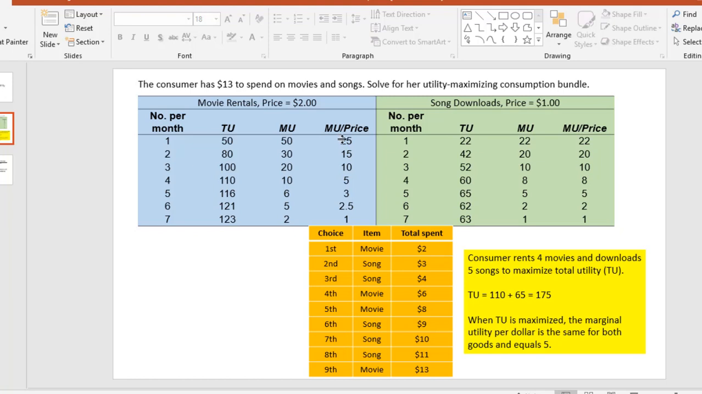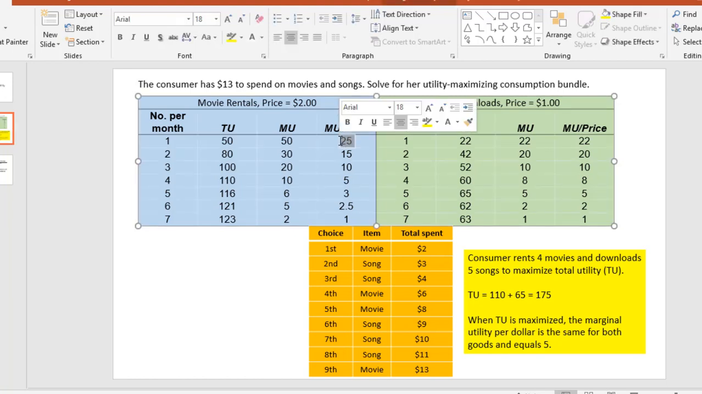So what I'm going to do now is erase that value, because we can no longer go back and get the first movie rental. Now our comparison becomes between getting a second movie rental, where the marginal utility per dollar is 15, or downloading a song, where the marginal utility per dollar is 22. We'd get more bang for the buck from the song, so we should get our song. So the second item we buy is a song, and since the song has a price of $1, our total spent here is going to be $3, 1 movie and 1 song.